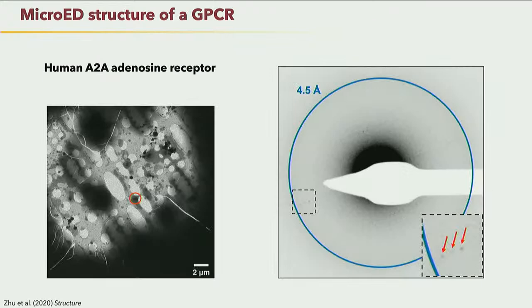So we used this sort of model GPCR, the A2A adenosine receptor, and we came to a problem, and that was the crystal forms of these crystals.